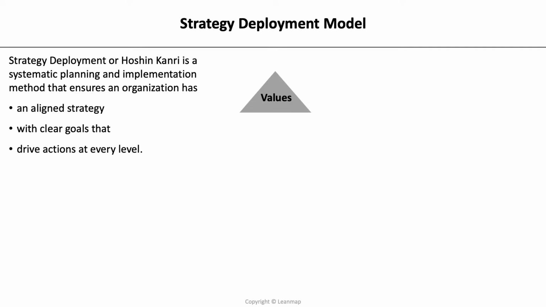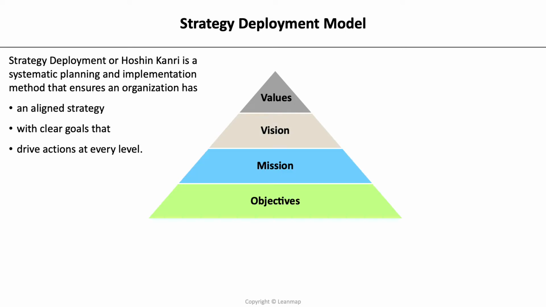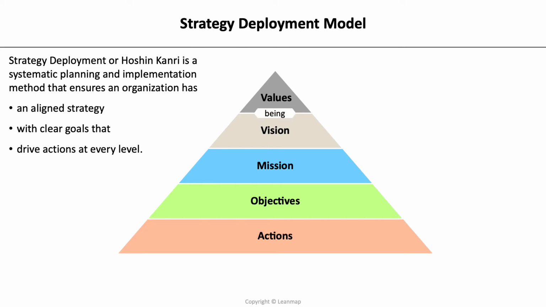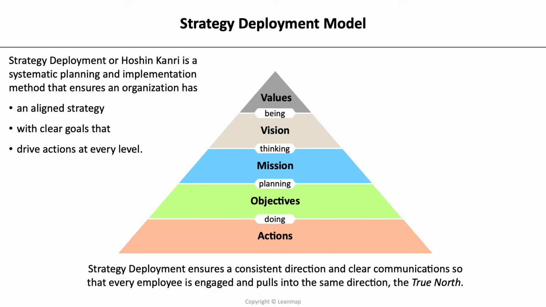So it looks like a pyramid. On top are the organizational values, then the vision, the mission, the objectives, and actions. Between the values and the vision, there is a sense of being, translated into thinking, translated into planning, translated into doing. So the strategy deployment ensures a consistent direction and clear communications so that every employee is engaged and pulls into the same direction, the true north.